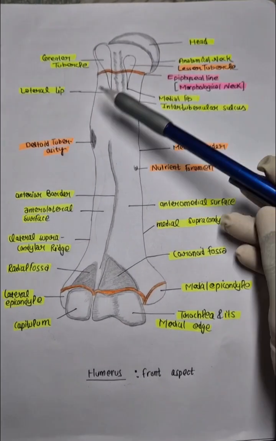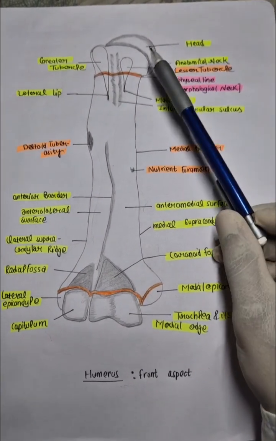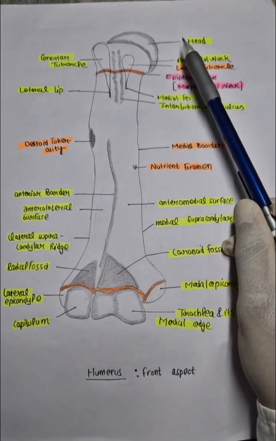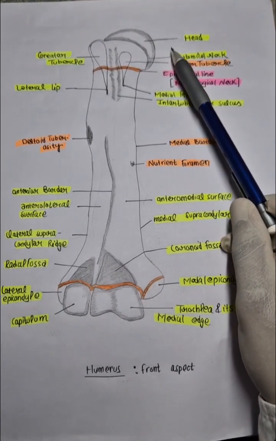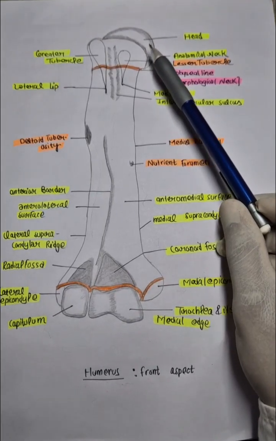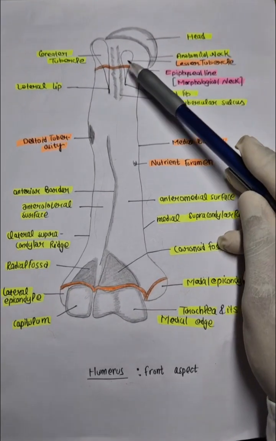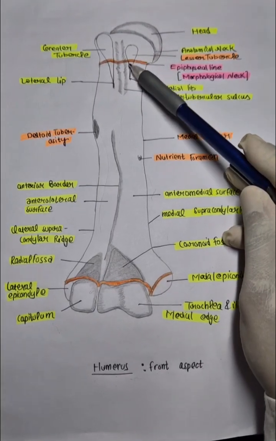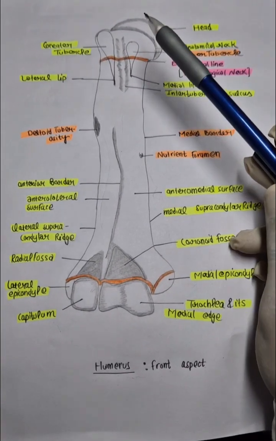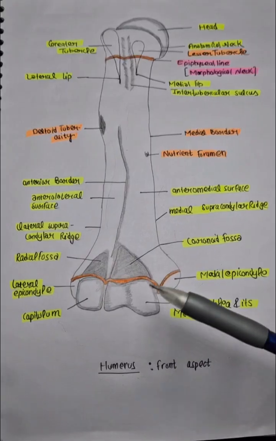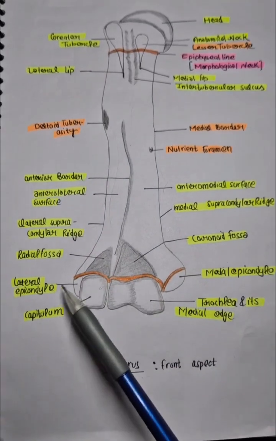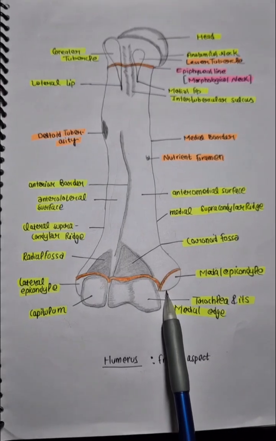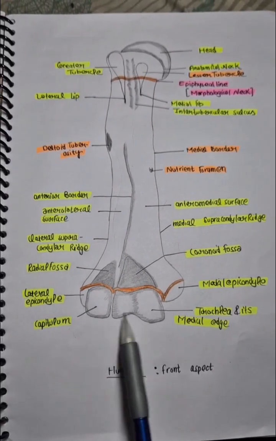Now, how can we determine the side? This head is directed medially, upwards and backwards. The lesser tubercle projects from the front of the upper end. And the third point for this determination is the lower end, which, as we discussed previously, is expanded from side to side.